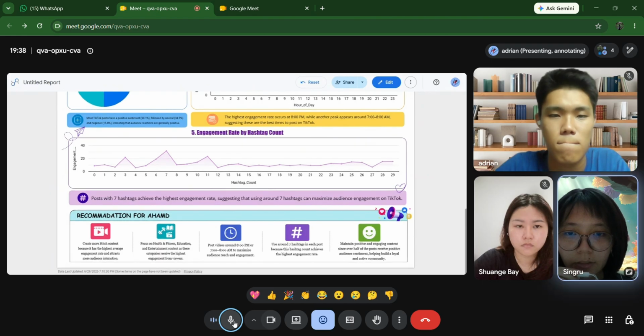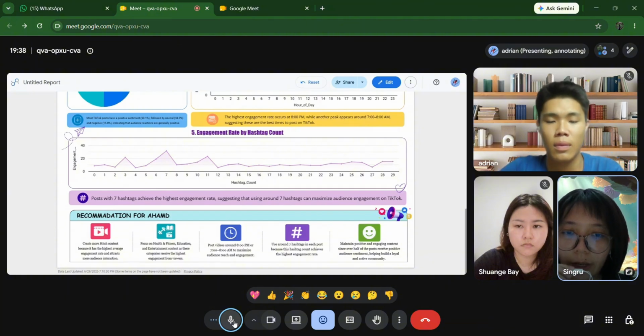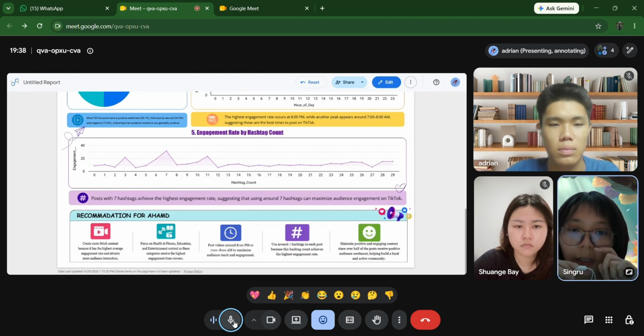So for the recommendation, first, Ahmad should create more stitch content. Based on the chart, stitch content has the highest average engagement rate, and this means audiences enjoy interactive content where creators respond to or add value to other videos. Second, Ahmad should focus on health and fitness, education, and entertainment. These categories show higher engagement compared to other categories.